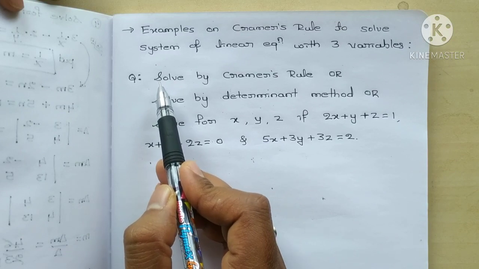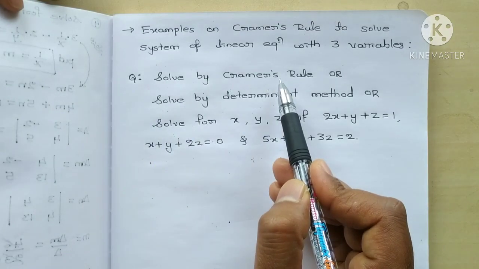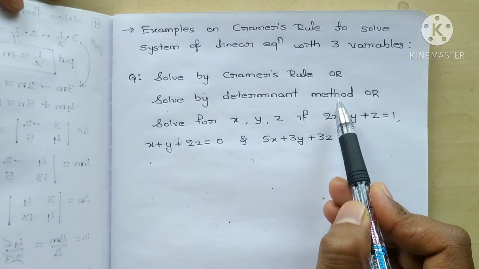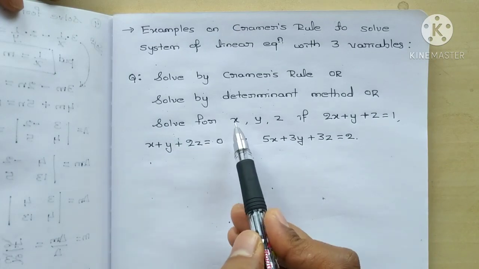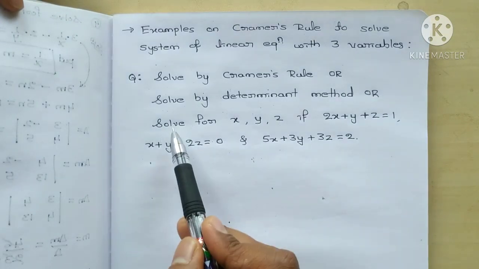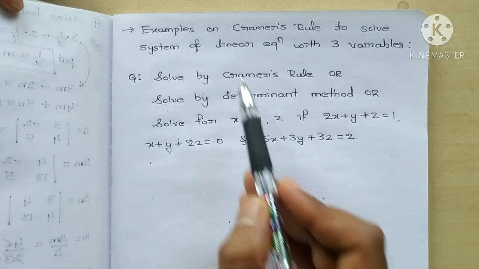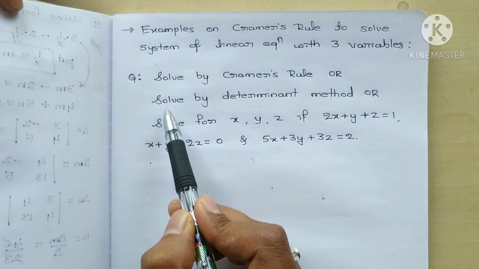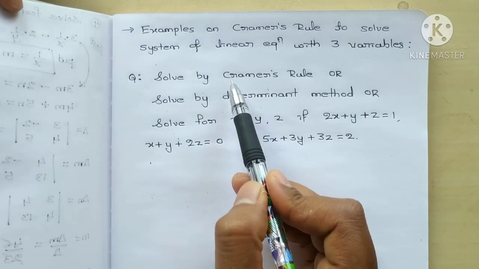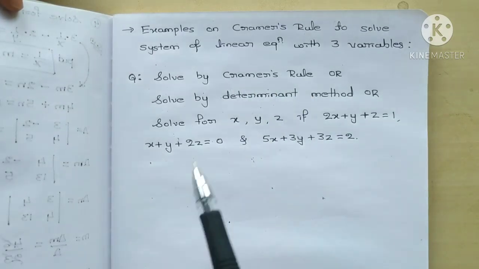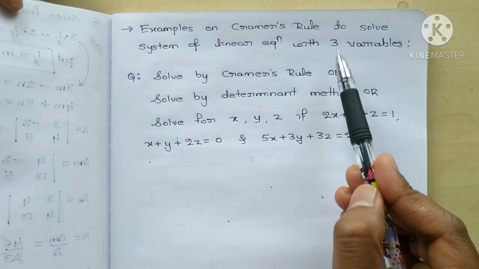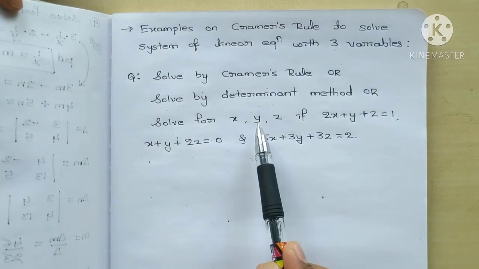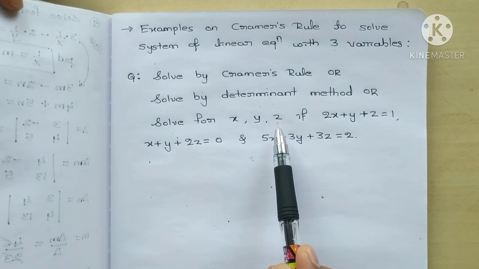First type, they may ask solve by Cramer's rule, or solve by determinant method, or else solve for x, y, z. Remember, if they ask solve for x, y, z, that is nothing but which rule? Cramer's rule only. Otherwise, if they ask solve by determinant method, again that is nothing but Cramer's rule. But here how many variables are they going to give? Three variables. One is x, second one is y, and third one is z.